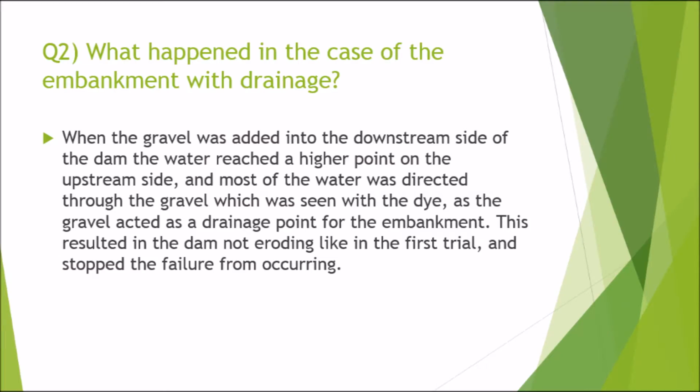In the second trial, when the gravel was added, the water reached a higher point on the upstream side, and most of the water was directed through the gravel, which was seen with the dye. This was because the gravel acted as a drainage point for the embankment. This resulted in the dam not eroding like in the first trial and stopped the failure from occurring.